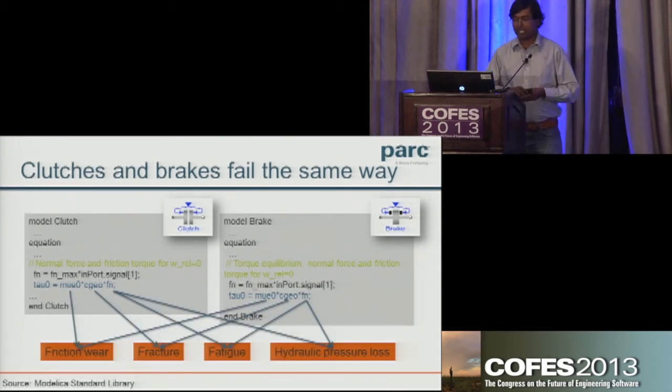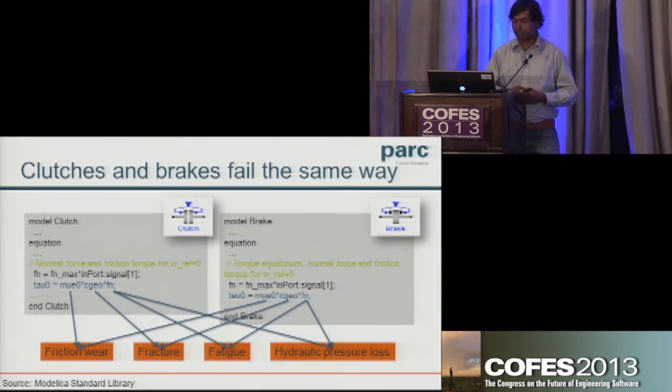So what that means is that when you dig into the root causes, what affects coefficient of friction? Well, friction wear. What affects the geometric constant? Fracture. Maybe it happens both in the brakes as well as in the clutch. You can have shoes that fracture in the brake. What about Fn, the force variable? Well, they get affected by loss of hydraulic pressure, maybe due to a leak. They also get affected by fatigue in the spring force.